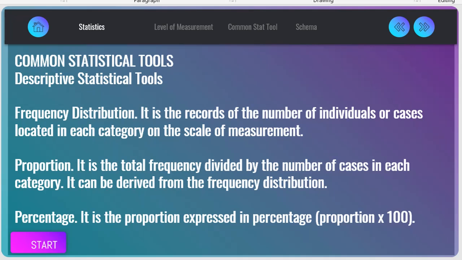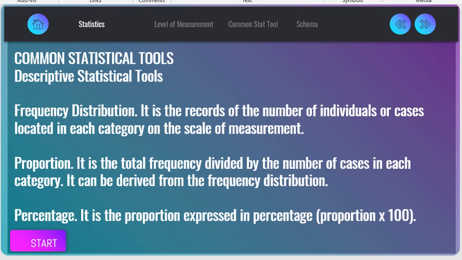Now that we learned the levels of measurement of variables, let's proceed to the common statistical tools. Statistical tools are divided into two major categories. The first one is descriptive statistical tools, and the other is inferential statistical tools. Under descriptive statistical tools, we have frequency distribution, proportion, percentage, measures of central tendency such as mean, median, mode, and variability: range, average deviation, variance, and standard deviation.